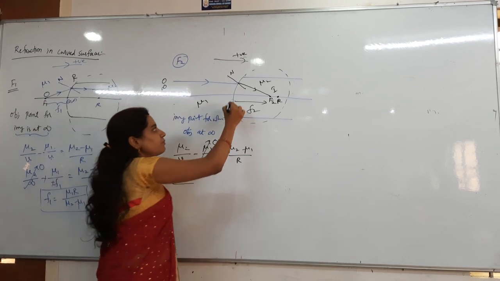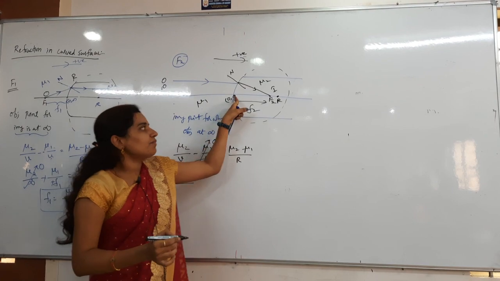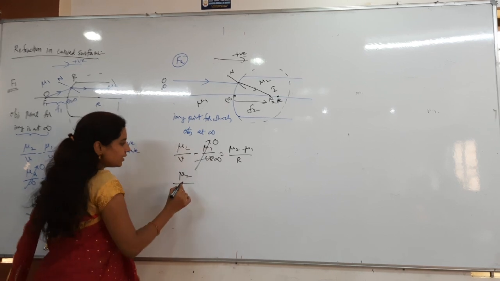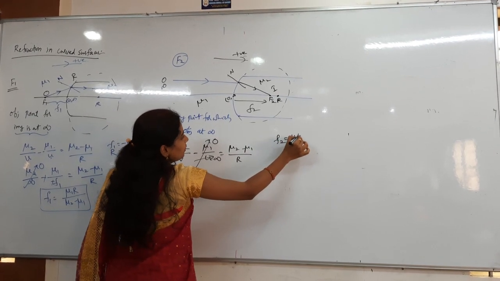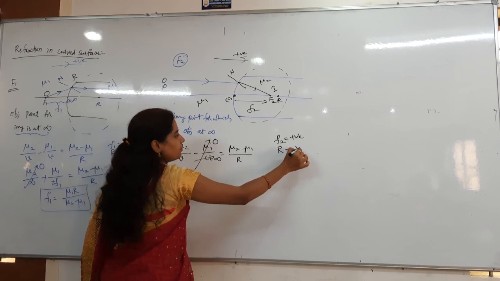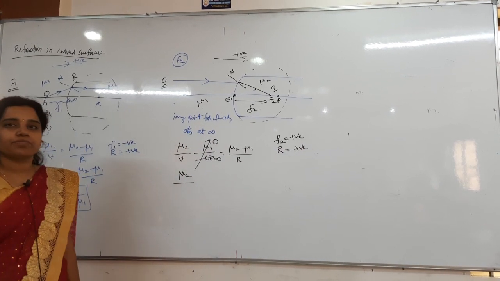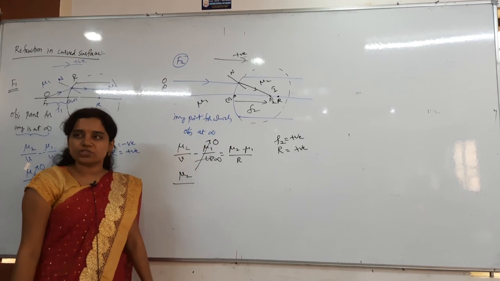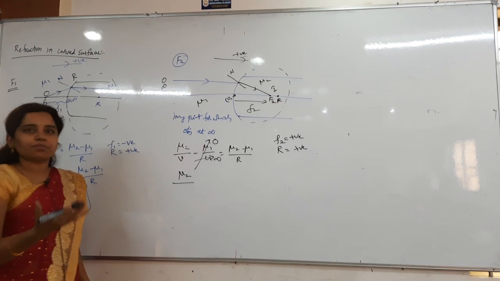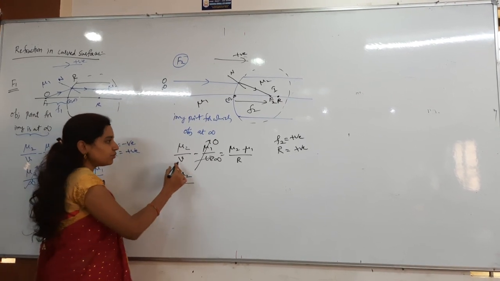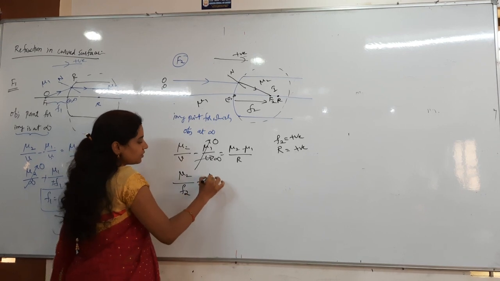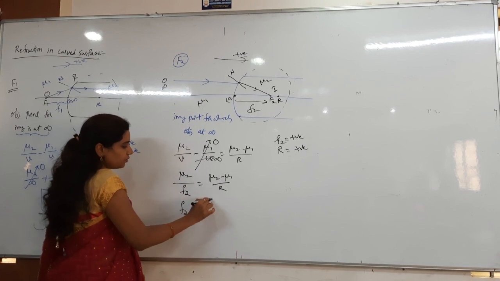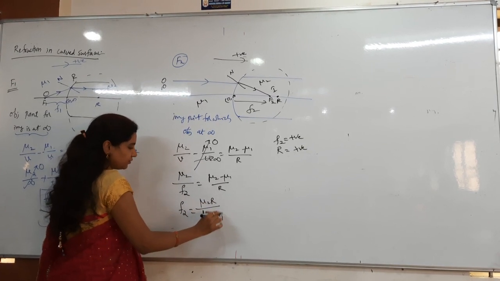Now again I am measuring from the pole only, 0. From here, while I am measuring, I am moving in the right side direction, so I will get F2 as positive. What will be the R value? R will be positive. U will be minus infinity. Why? Because we are measuring in the opposite direction. However, we do not need that, already 1 by infinity becomes 0 only. Then mu2 by v, that is F2, is equals to mu2 minus mu1 by r. Then the F2 value is equals to mu2 r by mu2 minus mu1.